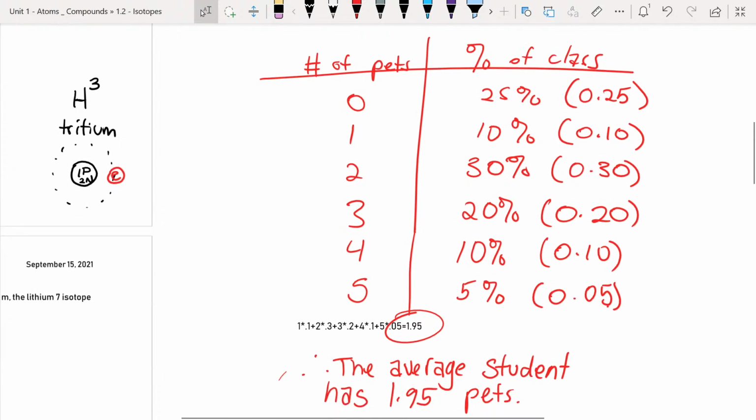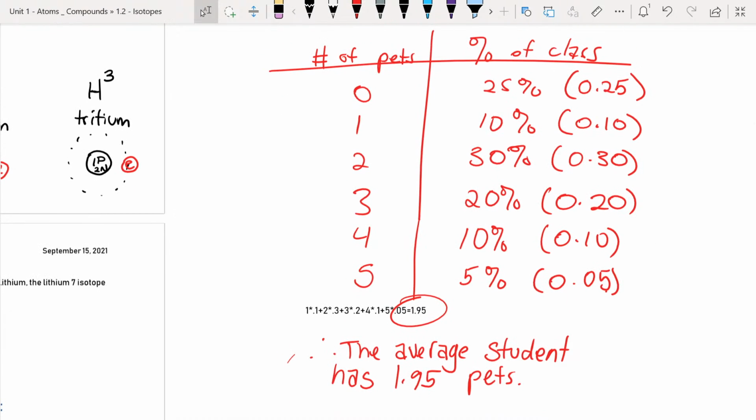The reason this works is because we're really just saying, okay, I'm going to count this 25 times out of 100. I'm going to count this 10 times. I'm going to count this 30 times. I'm going to count that 20 times. I'm going to count that 10 times. I'm going to count that 5 times. And I'm going to divide it all by 100. It's just taking an average the way we normally do, but instead of having to punch 100 things into my calculator, I can do it a bit quicker.